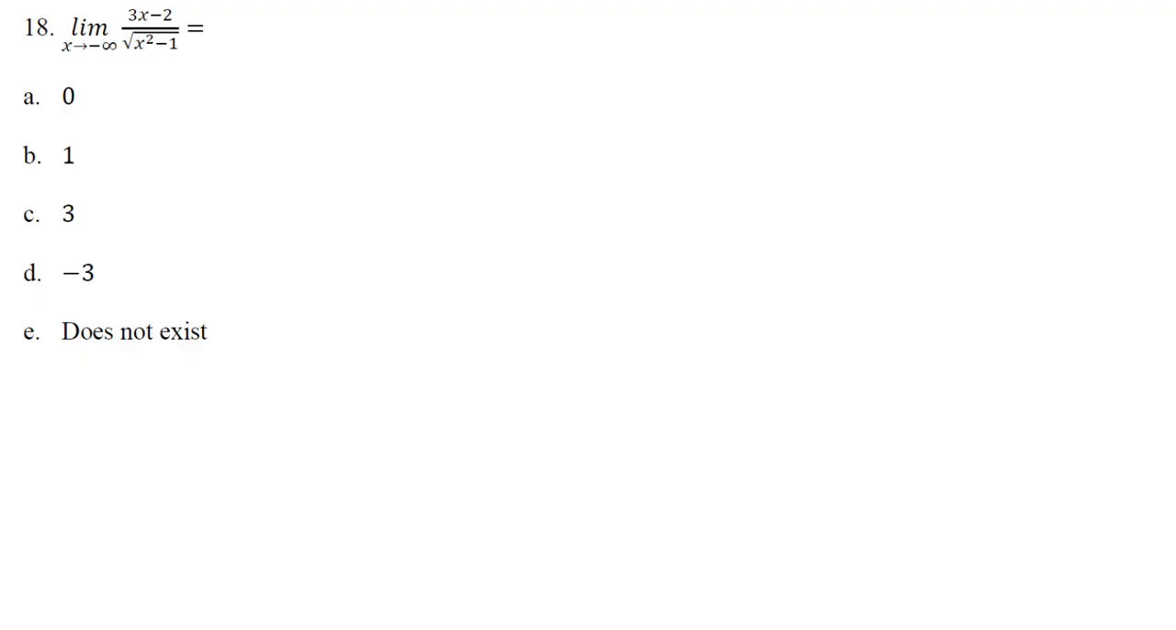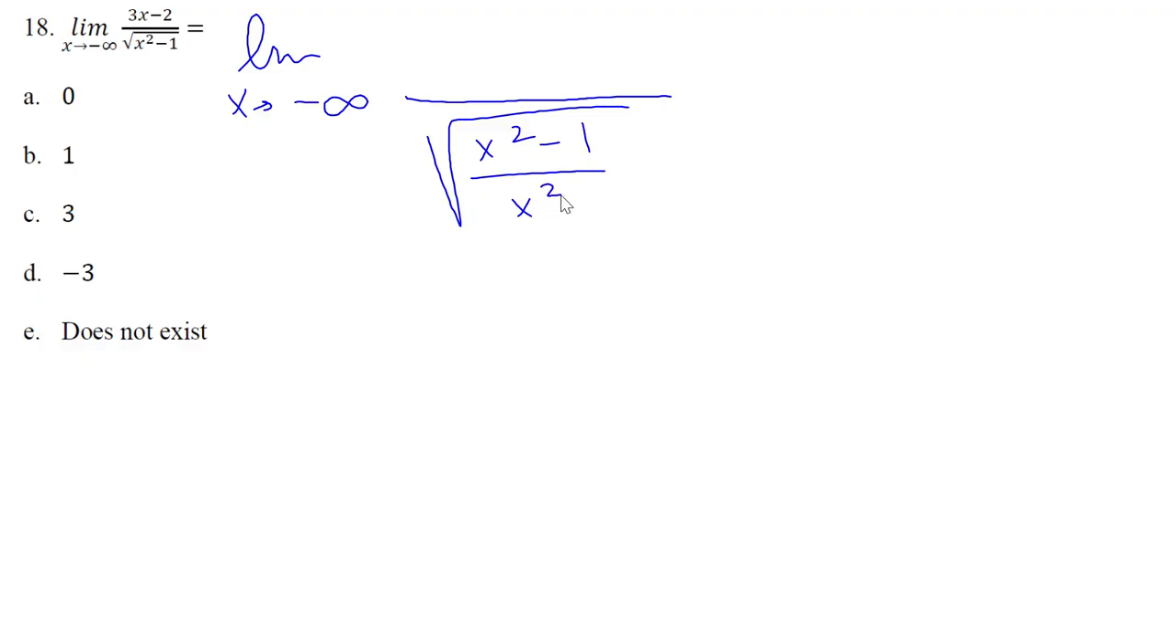Luckily, we had another method way back from our limits unit, which was to rewrite it by dividing by an x squared within the square root of that denominator, which means we're going to divide the 3x minus 2 also by a square root of x squared. But before we move to the next step here with the new limit as x approaches negative infinity, we need to think a little bit about what square root of x squared is.